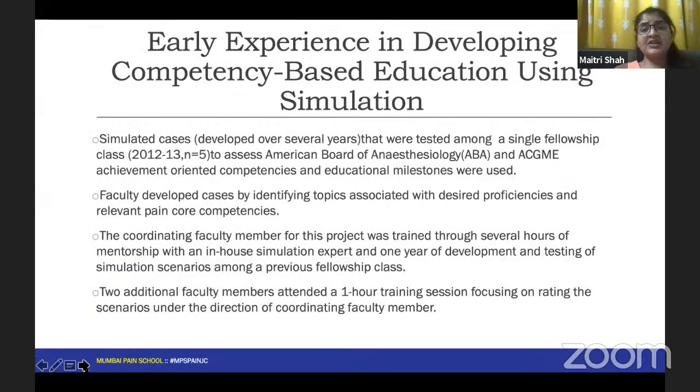Early experience in developing competency-based education using simulation. Simulation cases were developed over several years and tested among a single fellowship class in 2012 to 13. To assess achievement, American Board of Anesthesiology and ACGME competency and educational milestones were used. Faculty developed cases by identifying topics associated with desired proficiencies and relevant pain core competencies.